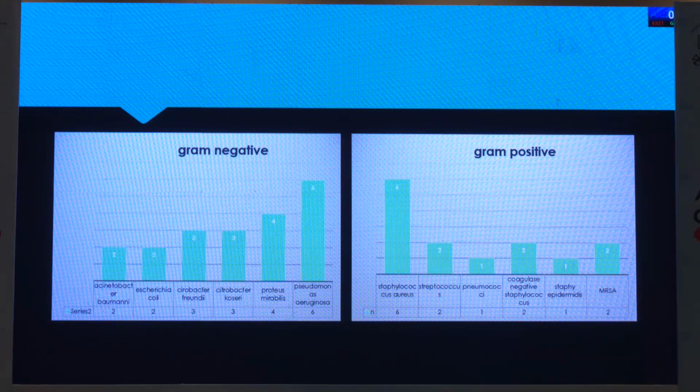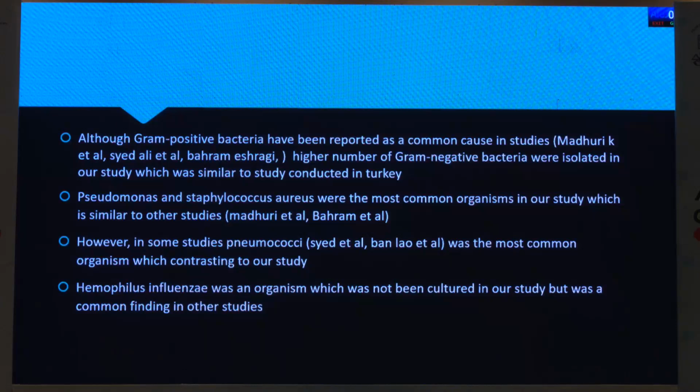Among the gram-negative organisms, Pseudomonas aeruginosa was the highest in number, and among gram-positive, it was Staphylococcus aureus. Although gram-positive organisms have been reported as a common cause in different studies conducted in different parts of the world and in India also, a higher number of gram-negative organisms were isolated in our study, which was similar to the studies conducted in Turkey. Pseudomonas and Staphylococcus aureus were the most common organisms in our study, which is similar to other studies. However, in other studies, pneumococci and Haemophilus were also very common, but in our study, we didn't find a good number of these organisms.